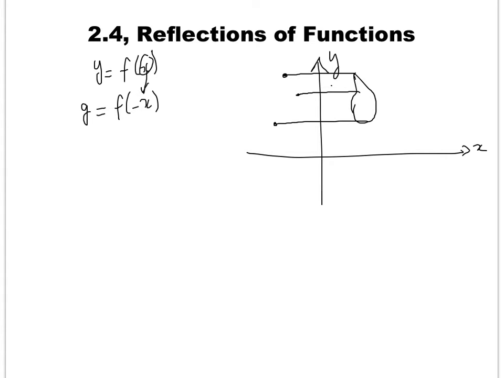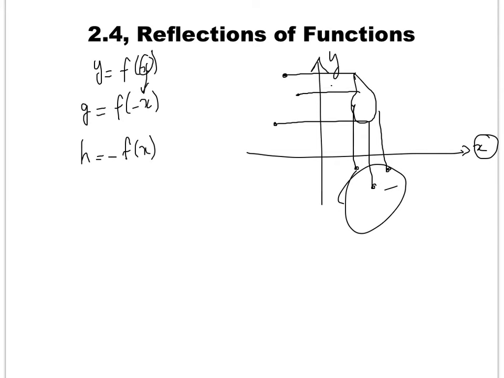There is another type of reflection if you do reflection about the x-axis, which is this one. In this case, you are going to multiply the function by minus 1. So h of x becomes negative f of x. This time, the graph is going to be reflected every point about the x-axis, and you get, let's say, a shape in the fourth quadrant.